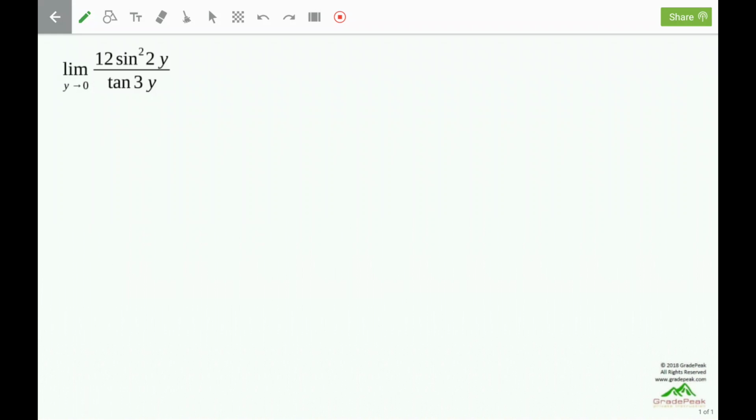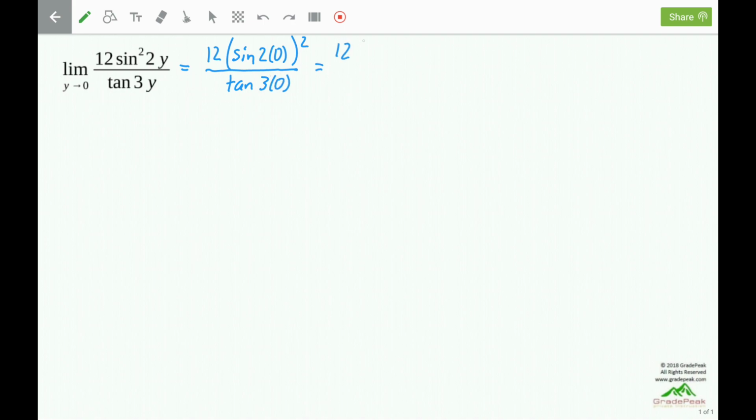Limit as y goes to 0 of 12 sine squared of 2y divided by tangent of 3y. The first thing we're going to do is try plugging a 0 in for each of the y's. That will give us 12 times the sine of 2 times 0, quantity squared. Remember to do the square after evaluating the sine for sine squared. And then divided by the tangent of 3 times 0.